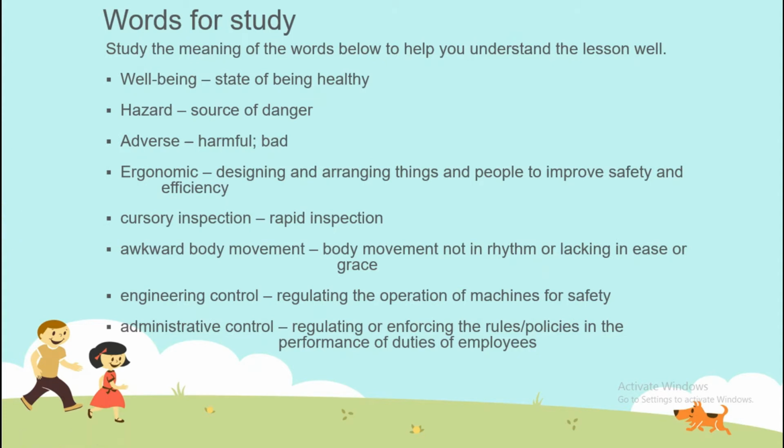First, before we dive into the proper lesson, we need to know these terms. First is well-being. Well-being means the state of being healthy. This is the major goal that we have. That's why we are talking about occupational health and safety, for everyone to be healthy. Next is hazard. Hazard means a source of danger. There are, I think, 5 types of hazard. We'll talk about that later.